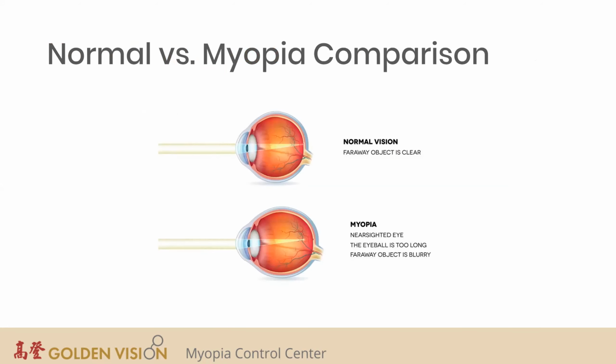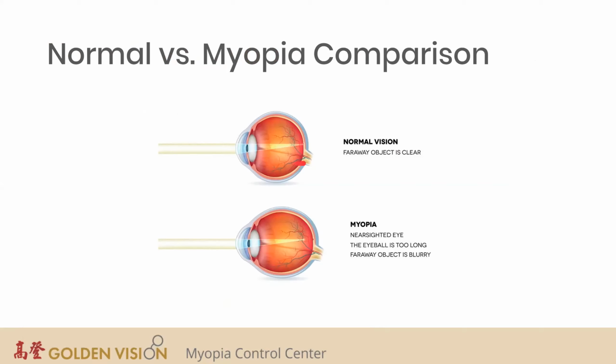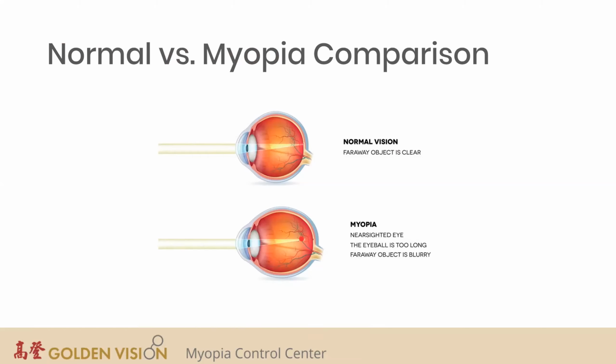Here you have a picture, a cross section of the eye. The top picture is a normal eye, and in the normal eye, when you see something far away, the light comes in and focuses right at the retina. You see the red dot is right on the retina. For a myopic eye, the eye is nearsighted, and the eyeball is too long, so the light is focused in front of your retina, causing blurry vision when you see things far away.